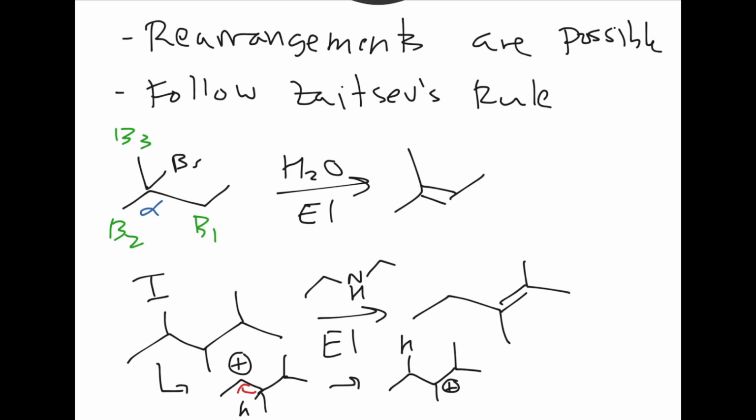Now, once you've got to your tertiary carbocation, you can treat that like your alpha carbon. So you can say, I now know that I'm going to make my double bond towards one of these beta carbons, beta 1, beta 2, beta 3. Now here's where Zaitsev's rule takes over. Beta 2 has the least hydrogens on it, so that's going to be your product.